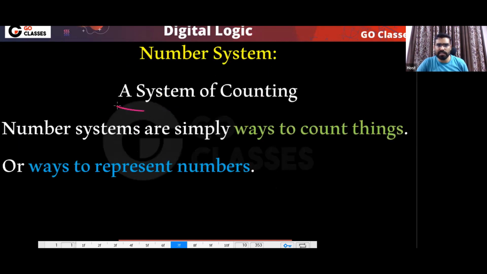Number system is basically a system of counting. Basically, number system is just how to count things, or I can say how to represent numbers. You have numbers and how to represent those numbers. That is your number system.